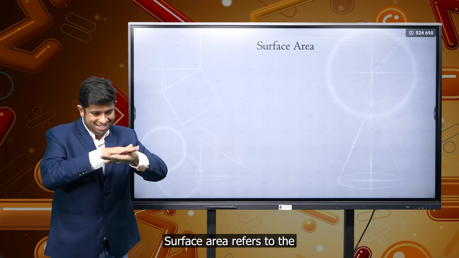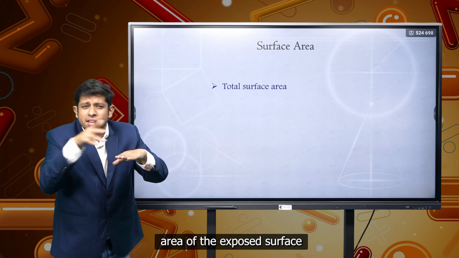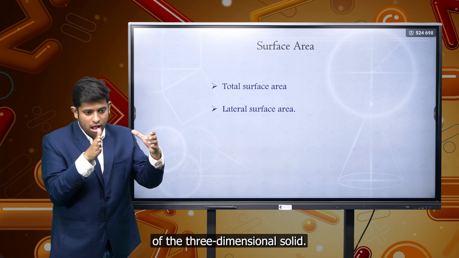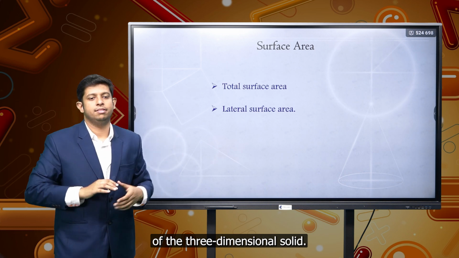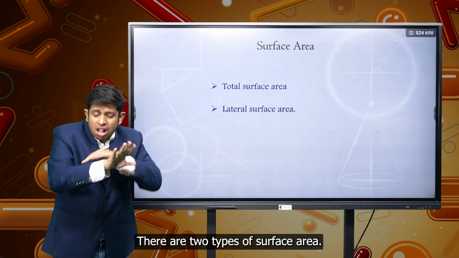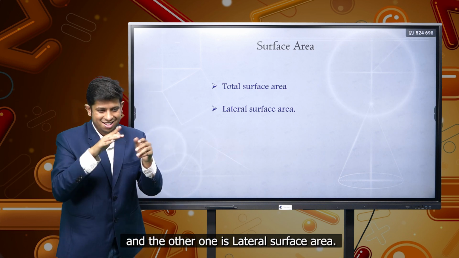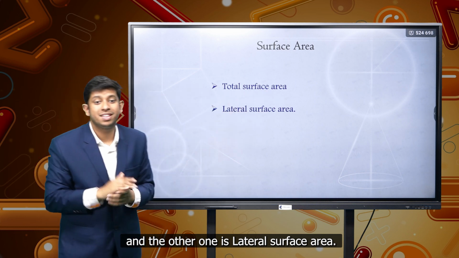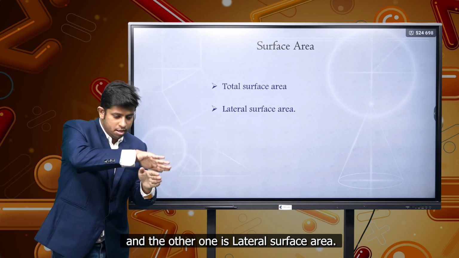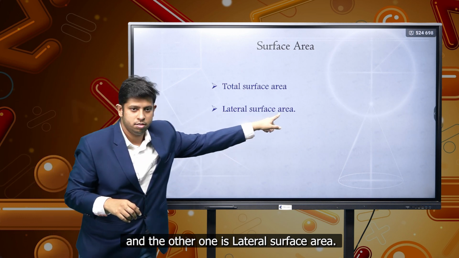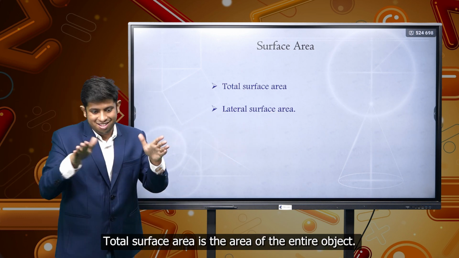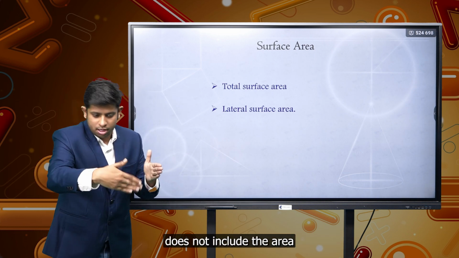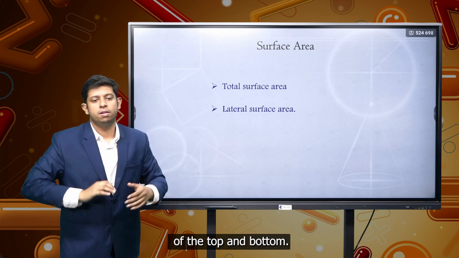Surface area. Surface area refers to the area of the exposed surface of the three-dimensional solid. There are two types of surface area. One is total surface area and the other one is lateral surface area. Total surface area is the area of the entire object. The lateral surface area does not include the area of the top and bottom.